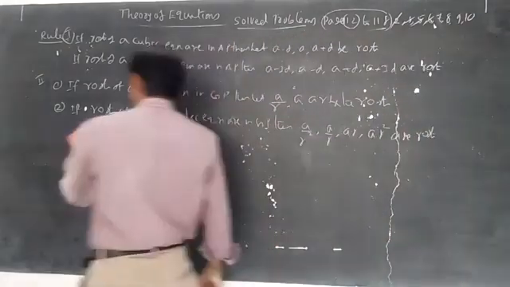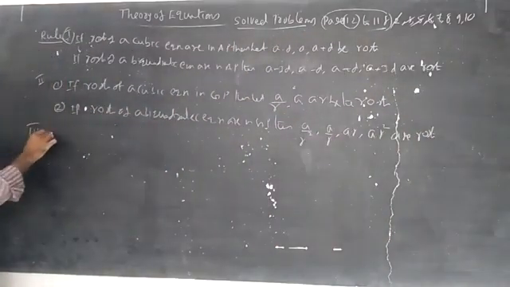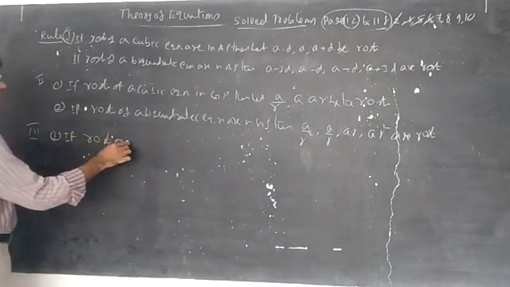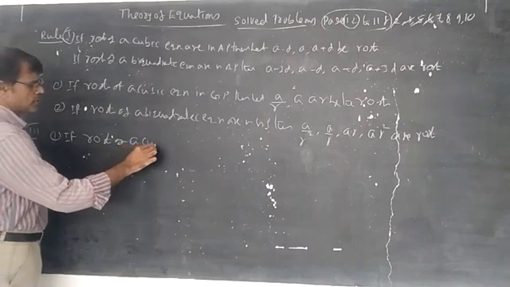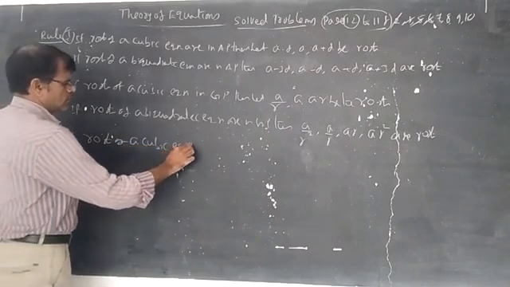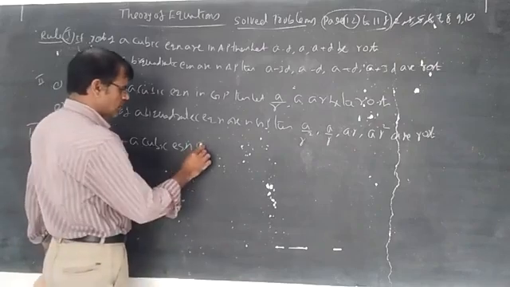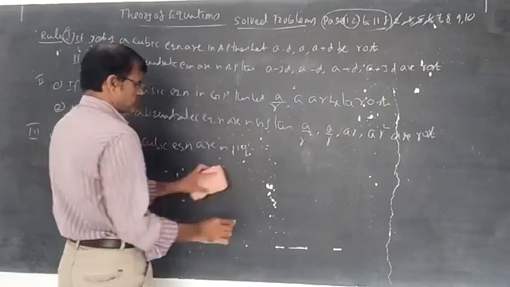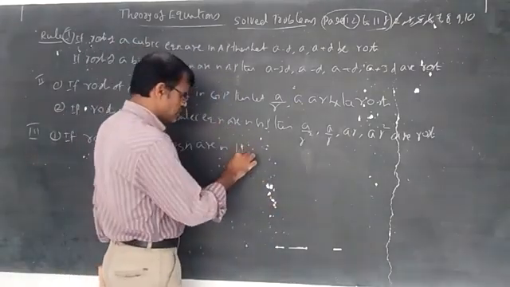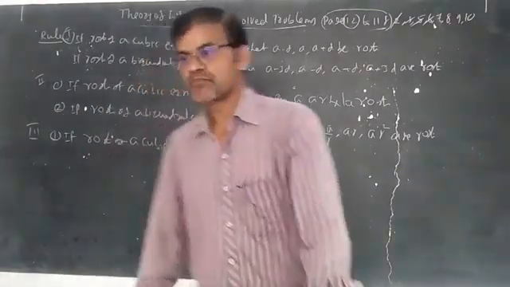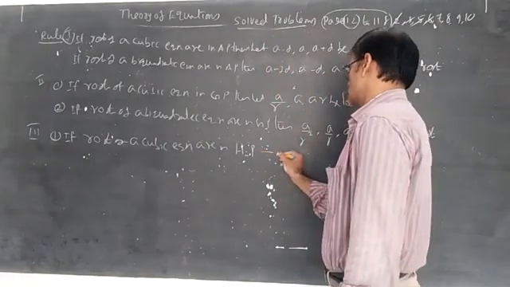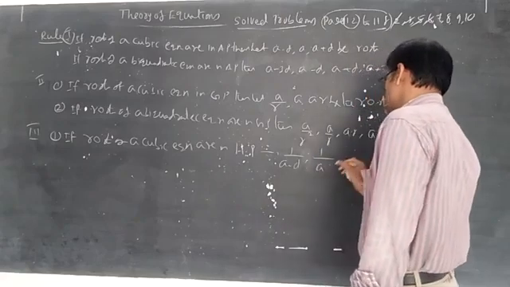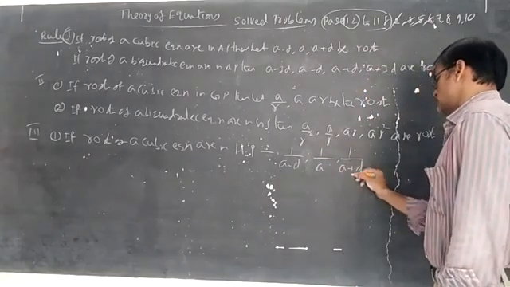Next, third one. First, if roots of a cubic equation are in, not AP, HP, if roots of a cubic equation are in harmonic progression, then 1 by a minus b, 1 by a, 1 by a plus b are roots.